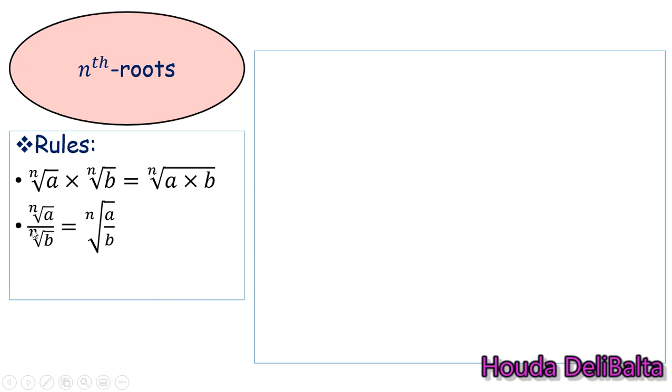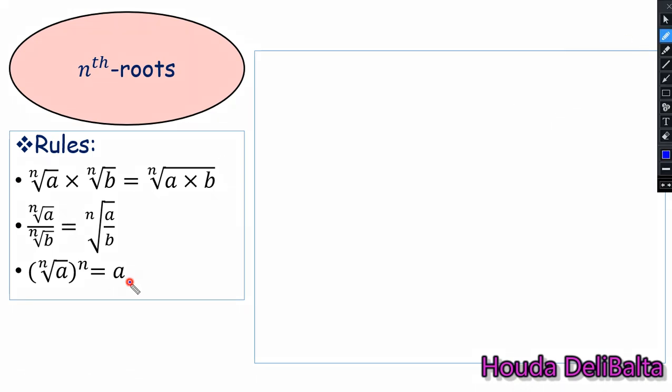So nth root of A over nth root of B, B is not 0, is equal to nth root of A over B as well. And finally, nth root of A power n. So as if here I have A to the power 1 and here it is raised to the power n, I can write it as nth root of A power n, and by dividing this power by this index, I will get A to the power 1. Now, let's take some examples to make things clear.